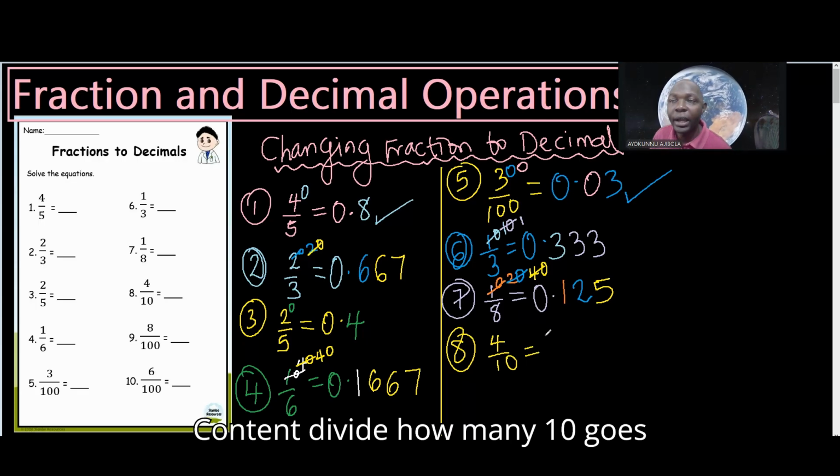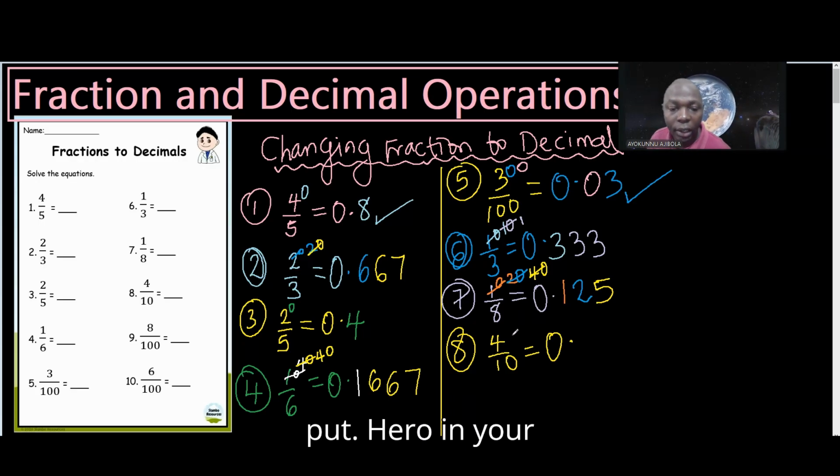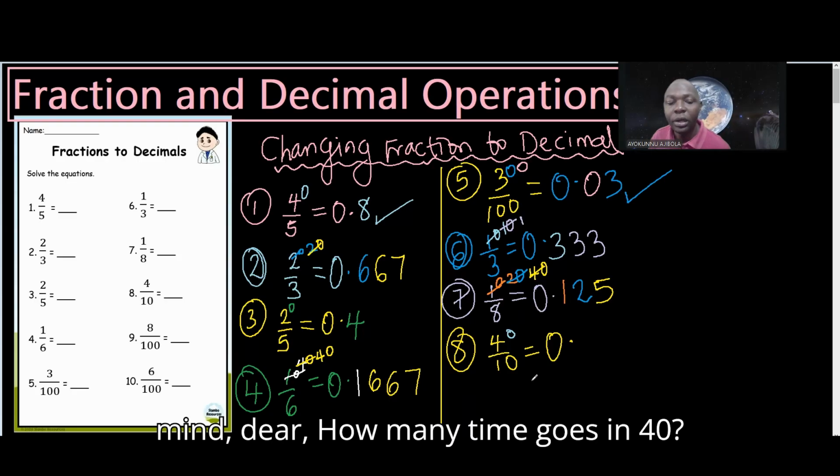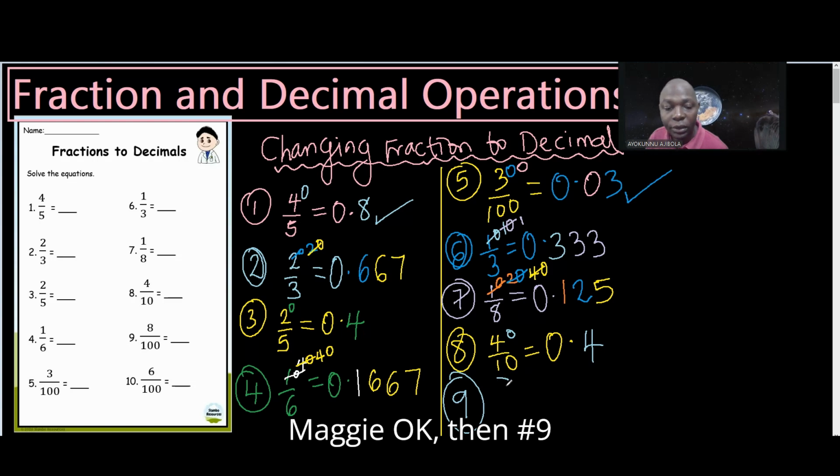How many 10 goes in 4? That's 0. Then you put 0 in your mind here. How many 10 goes in 40? That's 4. Okay? Then number 9 is 8 over 100.